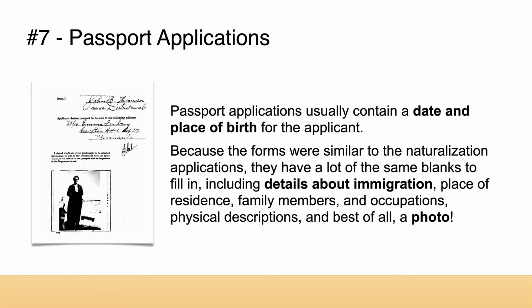Not only that, but because the forms were actually very similar, they have a lot of the same blanks to fill in, including details about immigration, a place of residence, lists of family members, occupations, physical descriptions, and so much more. Best of all, many passport applications also include a photo, so don't miss that opportunity to find that. Ancestry.com has some great databases for you to start with, so be sure to look there for your ancestor's name.